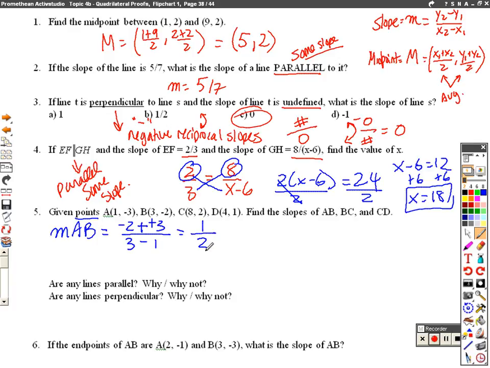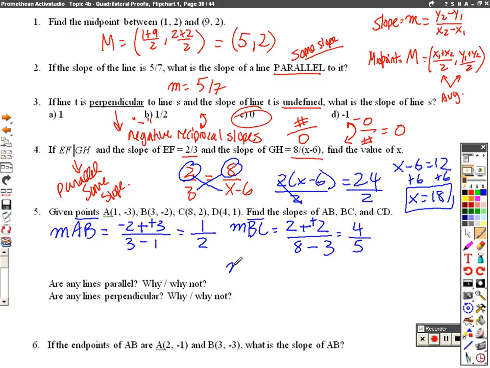Alright, next one, slope of BC. So from B to C, we've got y2, 2, minus y1, negative 2, over x2, 8, minus x1, 3. 2 minus negative 2 is going to be 2 plus 2, or 4, over 8 minus 3, that's 5. Okay, that's the slope of BC.